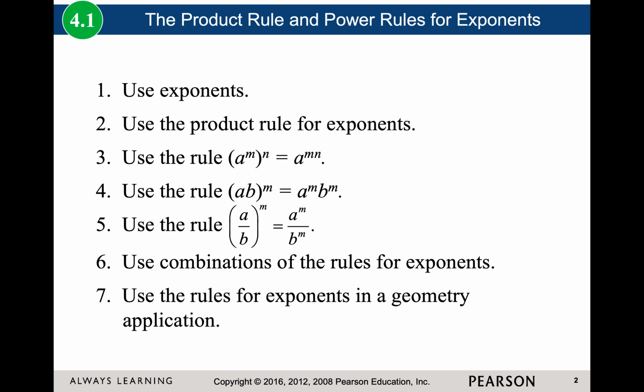So it's a good strategy to copy down the different formulas when I show the formula sheet, so you've got a point of reference for what to do with the exponents.